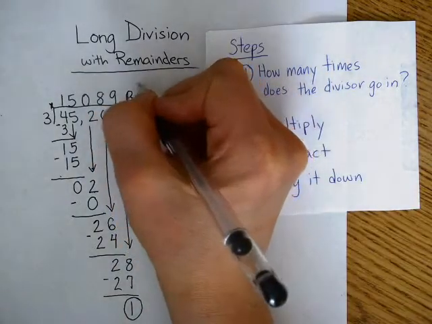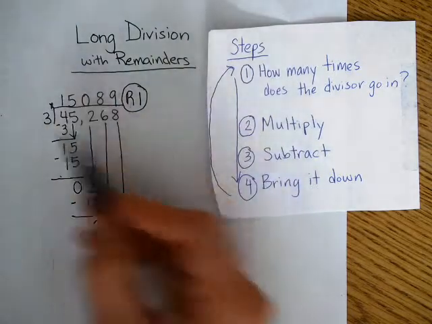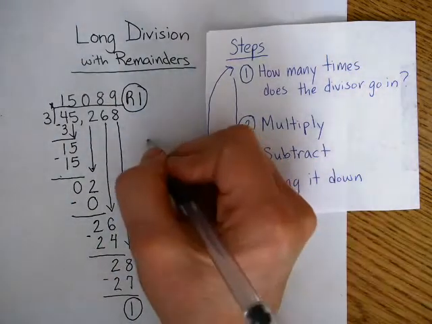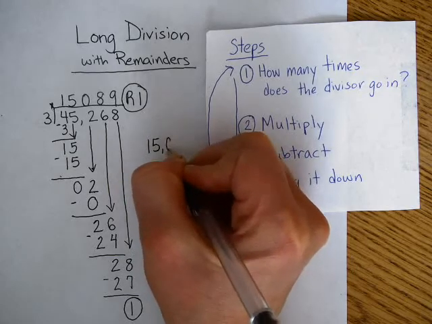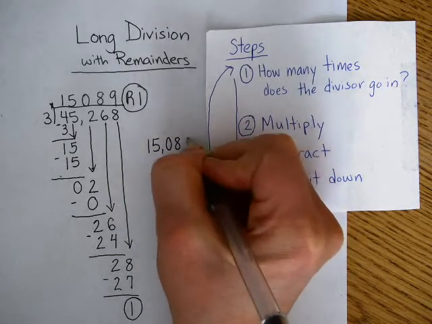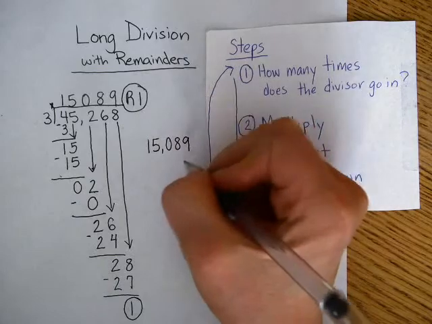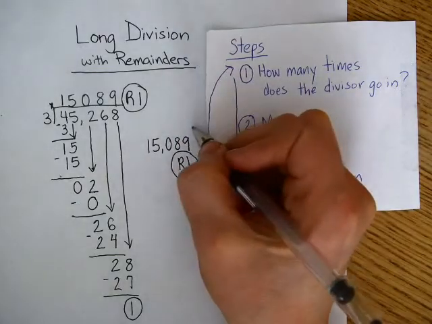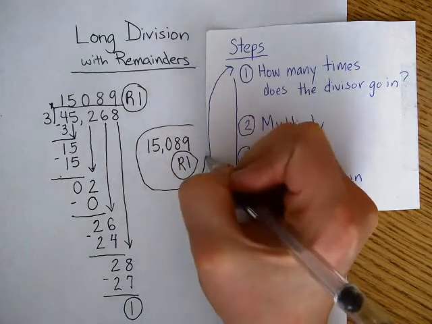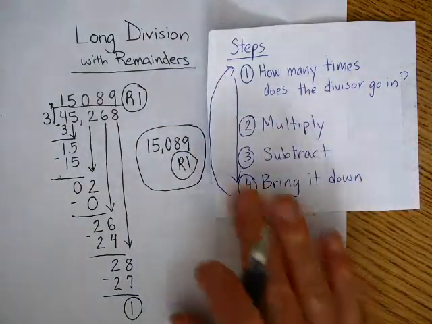R1. Sometimes we circle the remainder. Sometimes you might circle the whole answer. Sometimes you might need to rewrite the answer in a different spot. 15,089. Okay, R1. Alright, that is our answer to this long division problem with remainders.